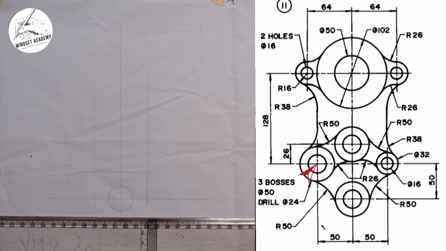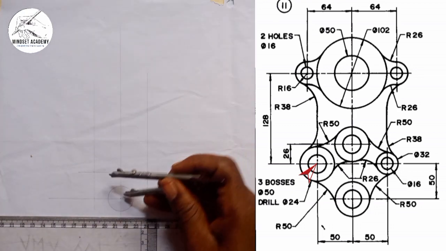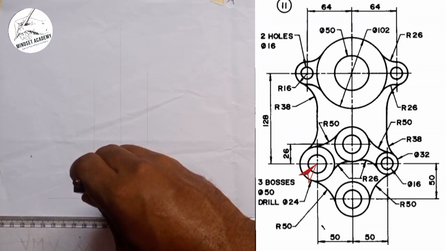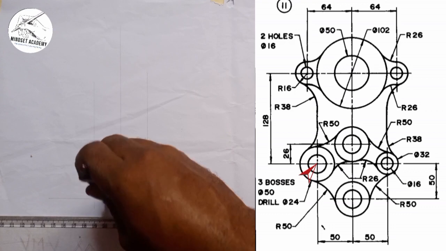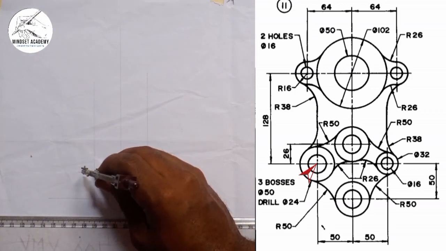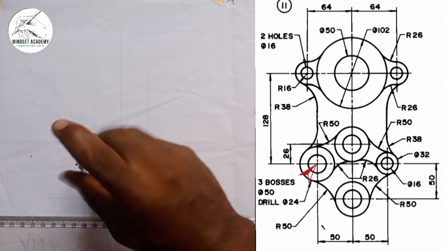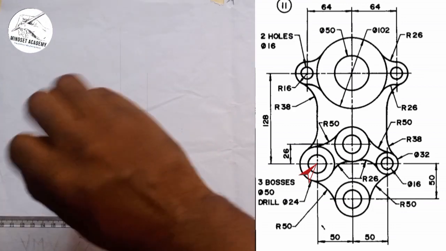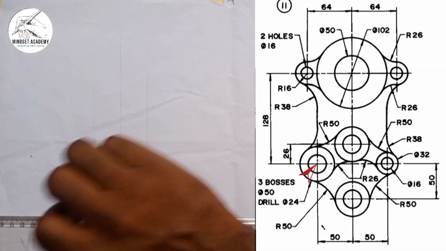From now, I will use the same measurement since both of them are of the same dimension, which is 50. I'm taking half of it, which is 25, and I'm going to place it here at the center of this point. I'm going to draw another circle, which I'm going to thicken this way.